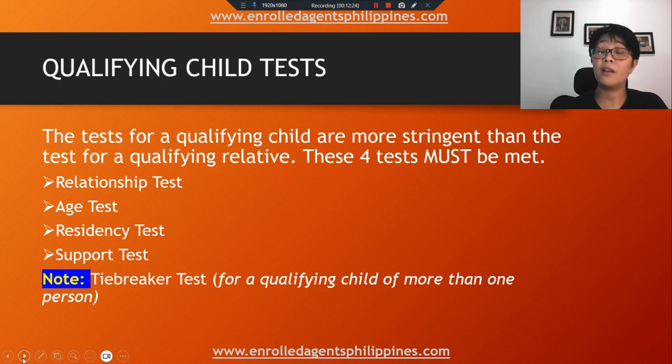So number one, relationship test. Okay? Number two, age test. Number three, residency test. Number four, support test. Okay? May mga instances na lahat na yan, kumbaga parang yung bata or yung dependent pwedeng maklaim ng dalawa or mahigit pa na taxpayer. So, meron tayong tinatawag na tiebreaker test. So, later on, makikita nyo, ano ba yung tiebreaker test na yan?